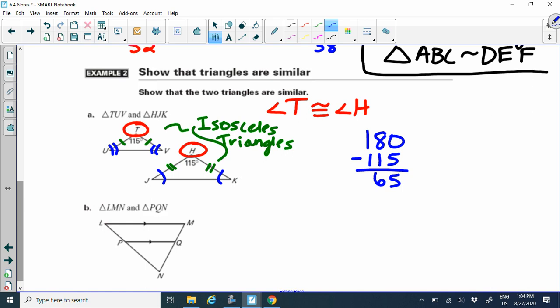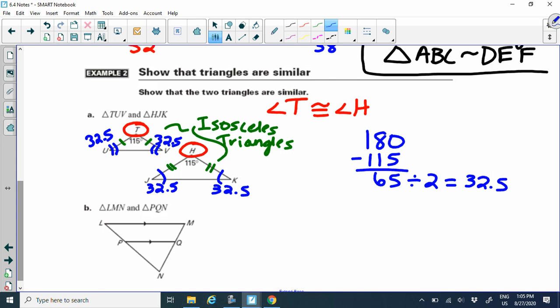What can we divide by to get each of those angle measurements? Hopefully you guys did too. So when we do that, we get 32.5. Now notice on our JHK triangle, we would do exactly the same. We would do 180 minus 115, and then take 65 divided by 2 because the two angles are the same. So U is 32.5, V is 32.5, J is 32.5, and K is 32.5. So that means all those angles are congruent.